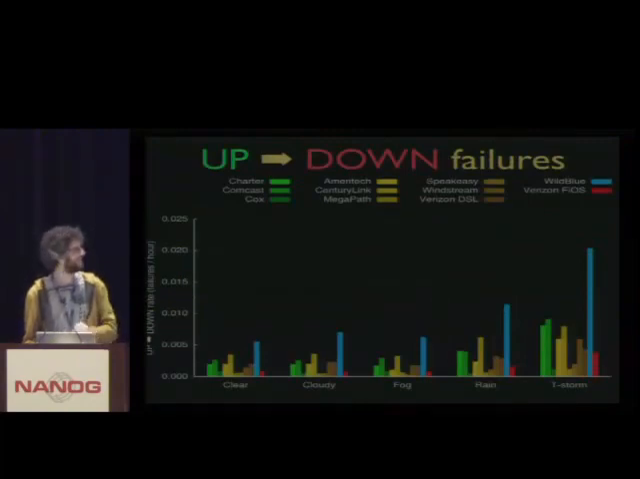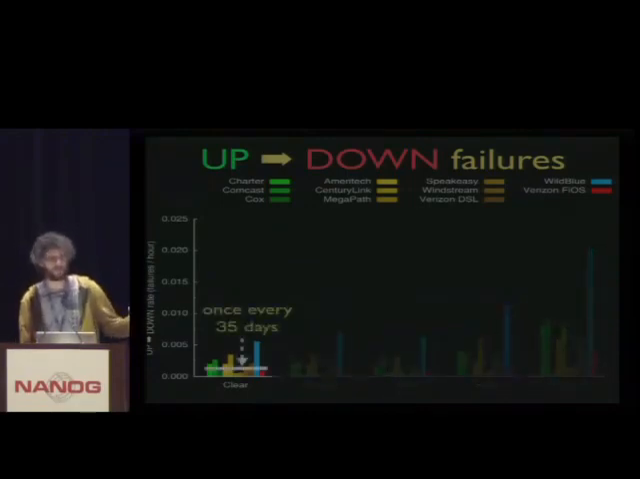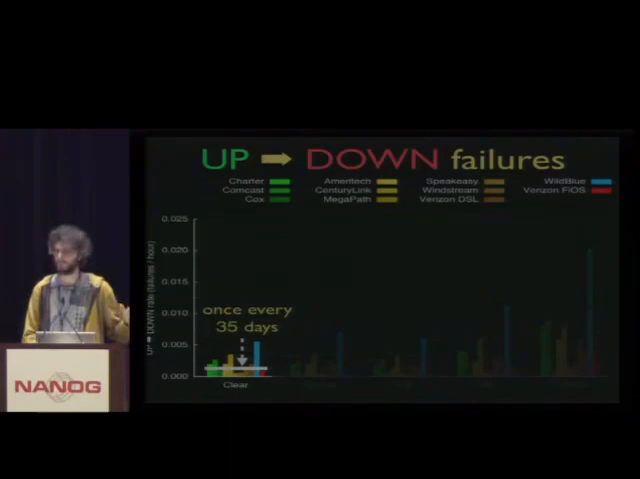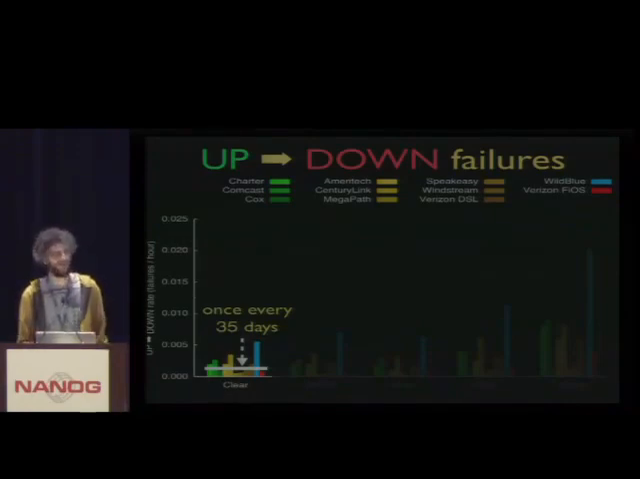Okay, so here's a graph for those providers, showing the failure rate that we observed for the different weather conditions across these providers. We see that in clear conditions, you see a failure generally once every 35 days. I don't know exactly what the reason is for that. That's a cross-provider thing, of course a little bit different for each. But that could also be due to DHCP leases expiring. It's not clear.